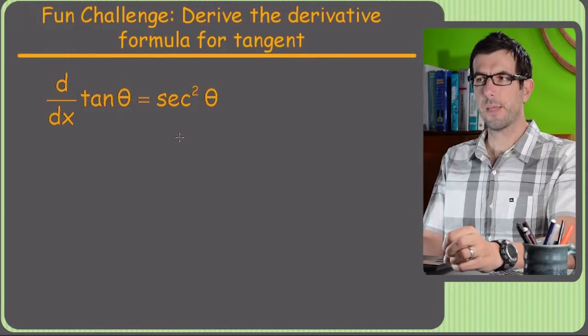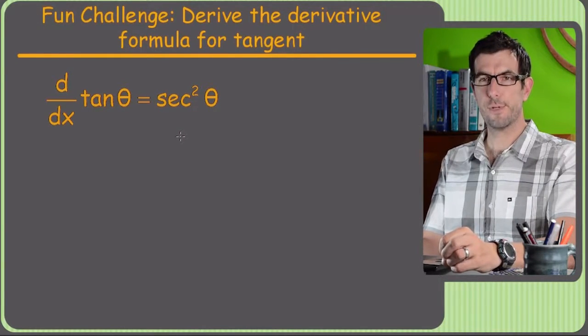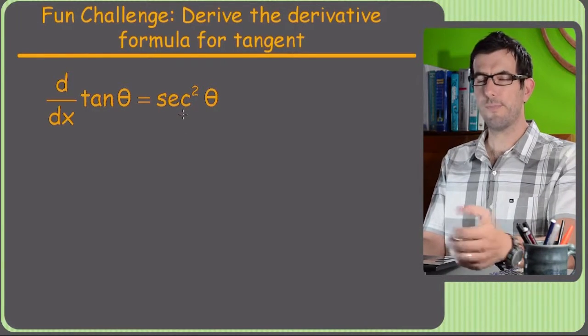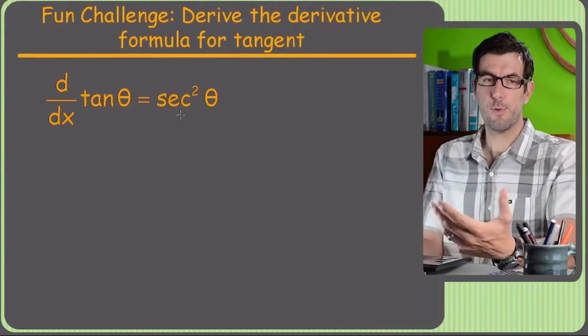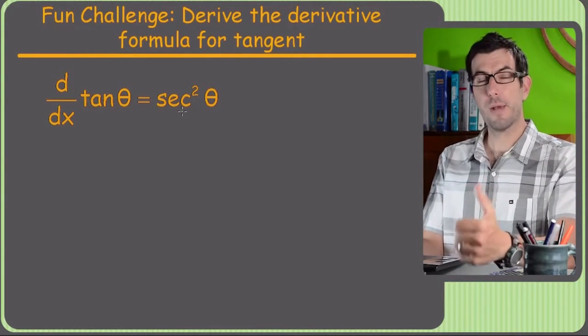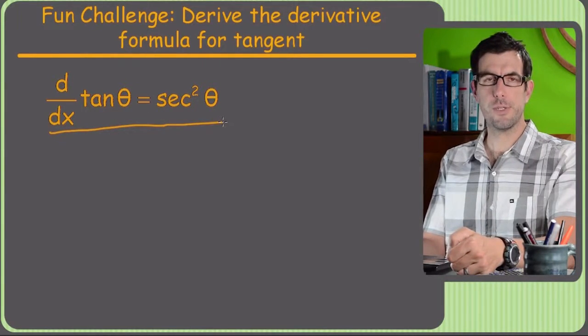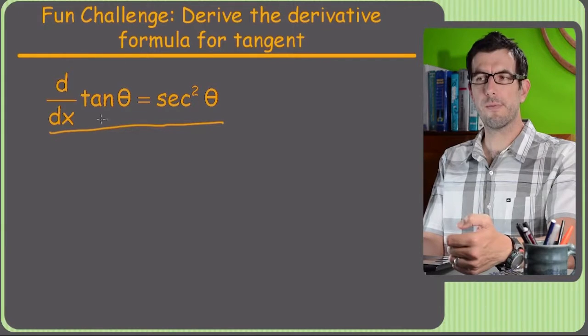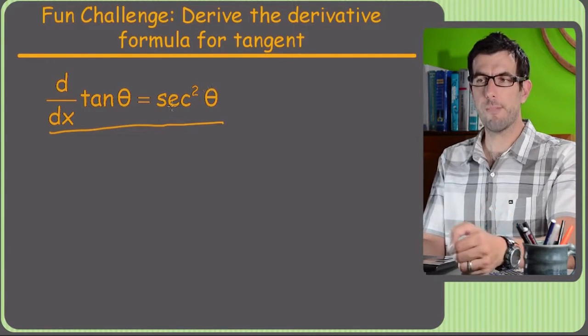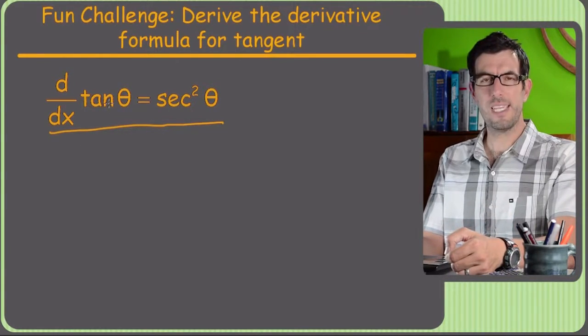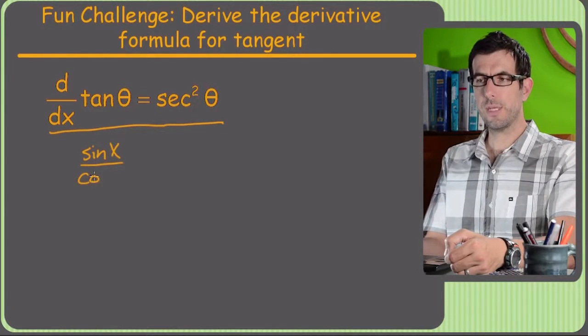Check this one out. Derive the derivative formula for tangent. Pretty sweet. Now, because we're in the quotient rule chapter, quotient rule video, you can bet that it probably involves a quotient rule. Let's take a look. So what I'm saying is the derivative of tangent is secant squared. Let's see if we can figure out where this came from. So the trick is going to be that we're going to rewrite tangent as sine x over cosine x. Now it's a quotient rule problem.